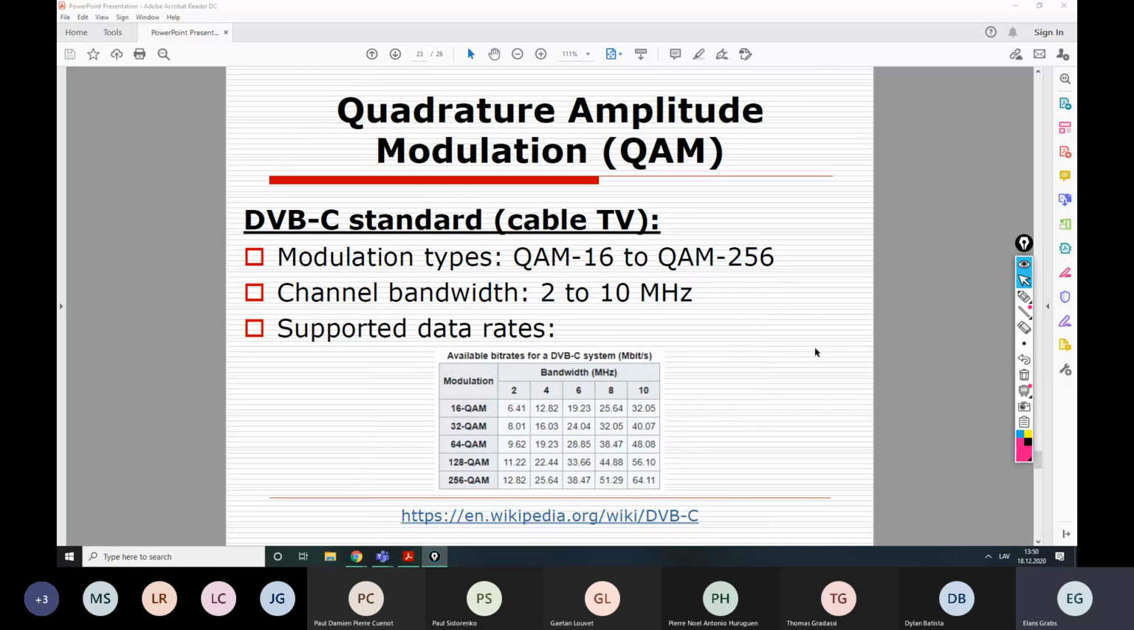And for conclusion, let's see what kinds of modulations are used for different applications. For example, cable television, the DVB-C standard, which is also used in Europe, supports modulation types from QAM-16 to QAM-256. Meaning that we have 256 signal points. You can imagine that they are quite densely packed. You will see in the next picture comparison what that can lead to. And we also have different channel bandwidths, from 2 to 10 megahertz with a step of 2. That basically defines the quality of video. Obviously, the higher the bandwidth, the higher the quality, the higher the bit rate of the video to be transmitted, right?